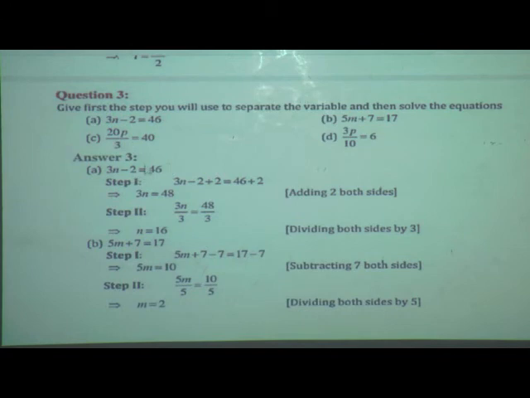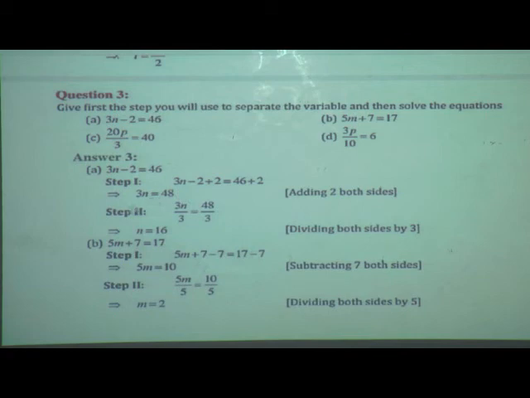What will be the first step? We will look at the LHS first, that is the left hand side. 3n minus 2: we will add to get the variable and number separately. In the previous sum we were having only a variable. So we have to find out by adding 2 on both sides. We will add 2, so we will get 3n separate. 3n is equal to 46 plus 2 is 48. So we are getting 3n is equal to 48.